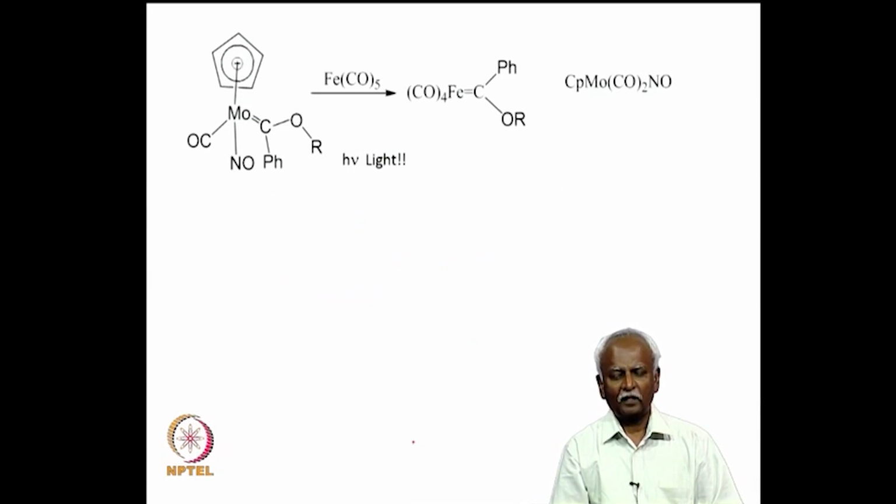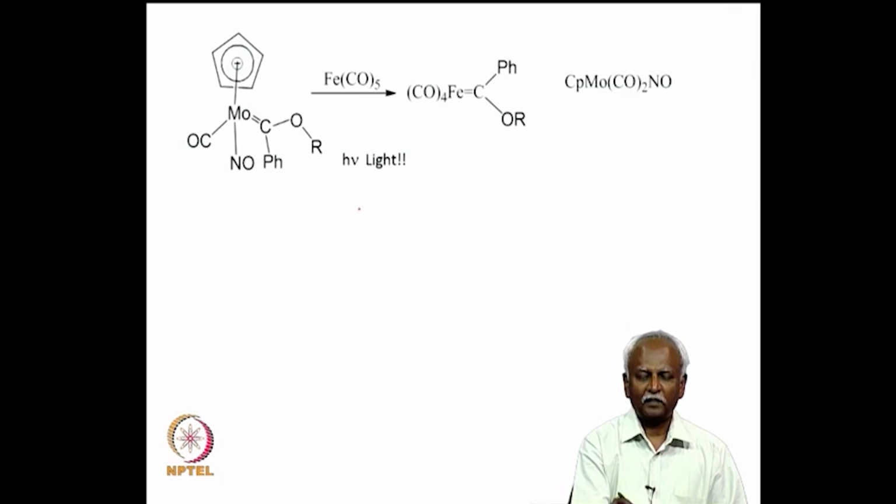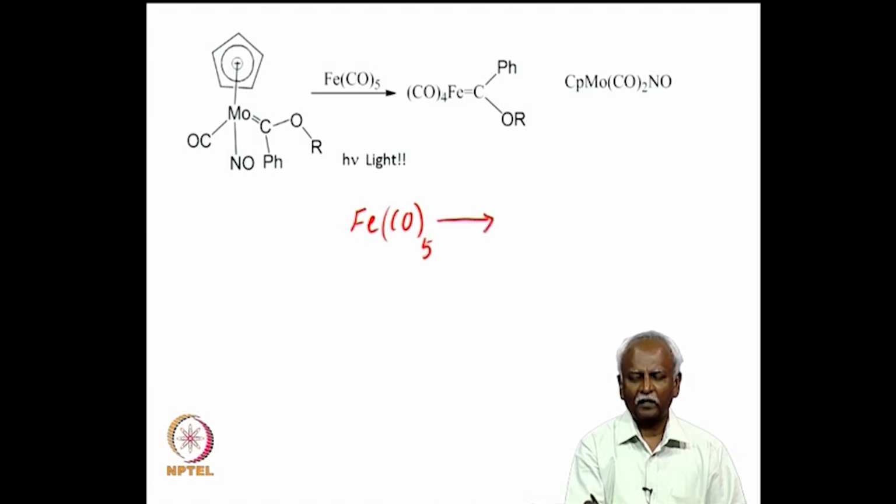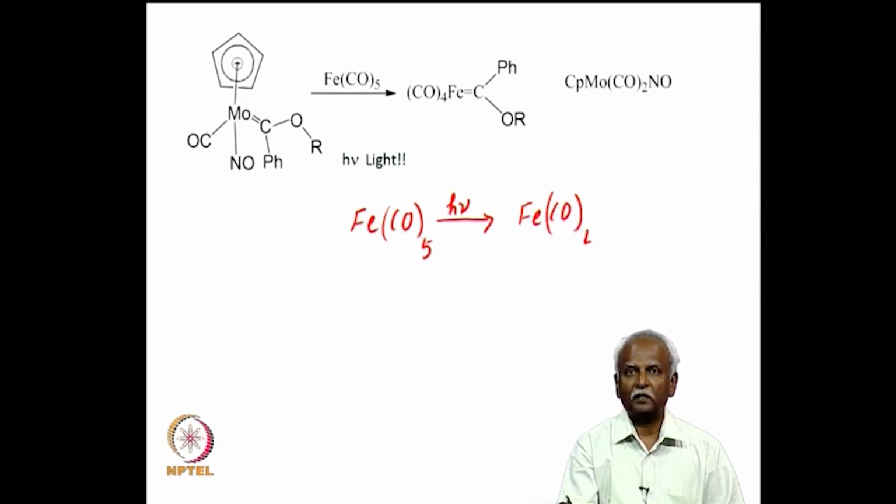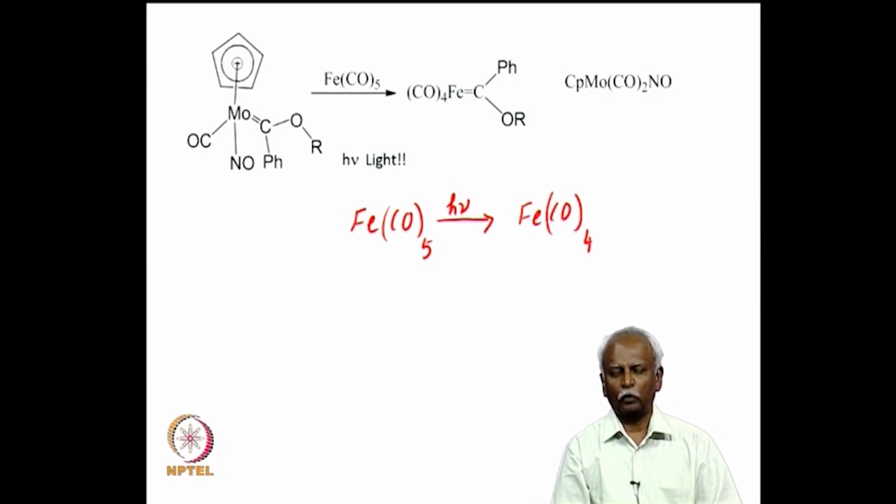There is yet another example. In this particular case, because of the presence of light, we are going to generate a coordinatively unsaturated species. Fe(CO)5 is a bright yellow orange colored compound, and if you shine light on Fe(CO)5, it loses a molecule of carbon monoxide and forms a coordinatively unsaturated Fe(CO)4 molecule.